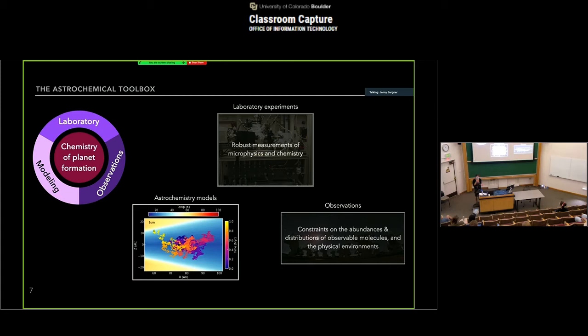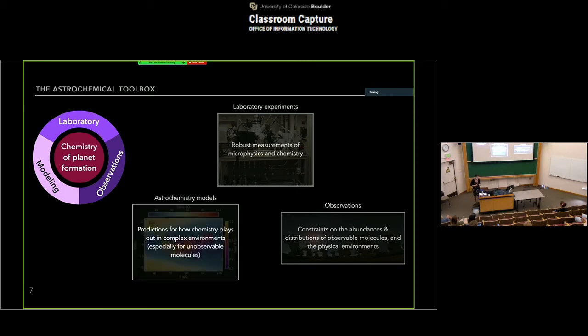We can use lab experiments to study the chemistry in a really controlled way, and this lets us get really strong constraints on the microphysics and the chemistry in these very exotic, not Earth-like conditions. And then lastly, we can use models to make predictions for how the chemistry is going to play out in very complex environments. This is especially useful for probing molecules that we can't actually observe directly, and links the lab and observational approaches.